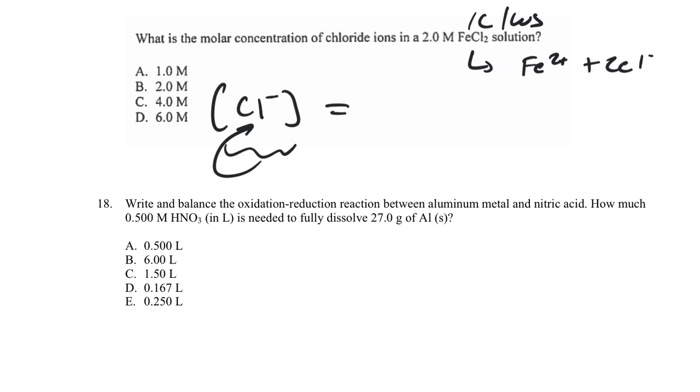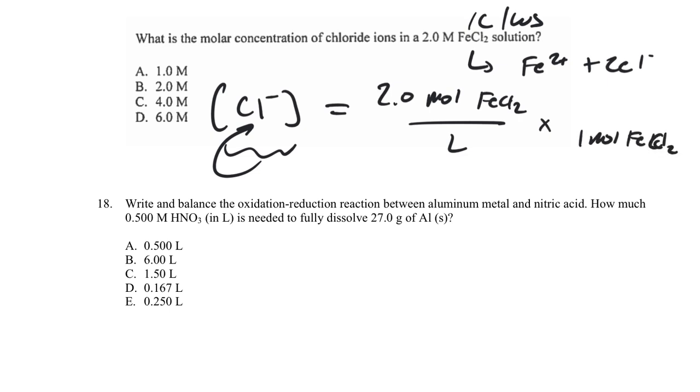So the molarity of the chloride ion would be the moles of chloride per unit volume, but we're starting from 2.0 moles of FeCl2 per liter, and for every 1 mole of FeCl2 that dissolves in solution, we get 2 moles of chloride ion. So we're just doubling that concentration. So it should be 4.0 molar.